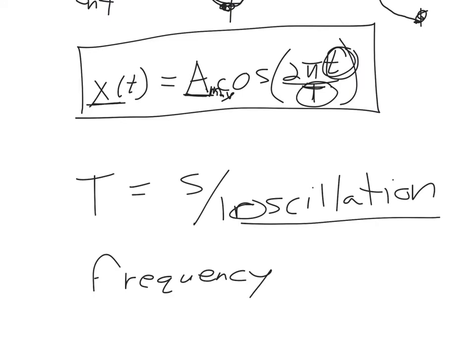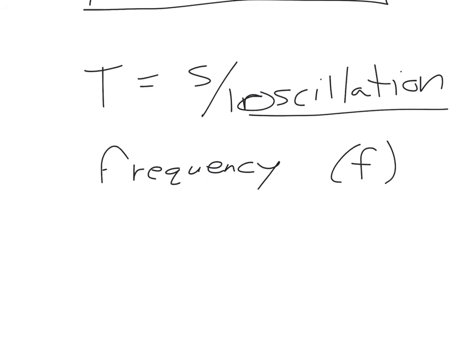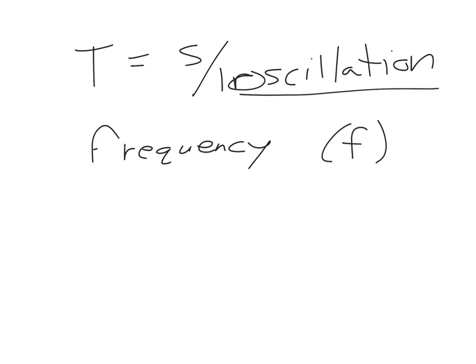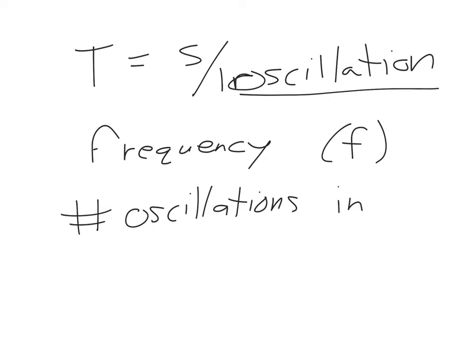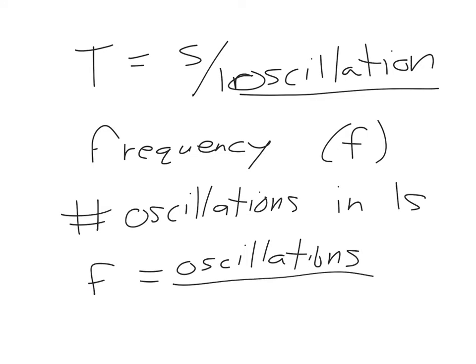And we'll use lowercase f for frequency. The frequency is defined as the number of oscillations that the object makes, the pendulum or the spring, in exactly 1 second. So frequency is going to be, mathematically speaking, oscillations per 1 second.